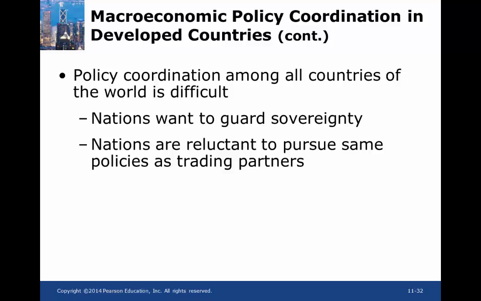Macroeconomic policy coordination in developed countries continued. Policy coordination among all countries of the world is difficult. Nations want to guard sovereignty. Nations are reluctant to pursue the same policies as trading partners.